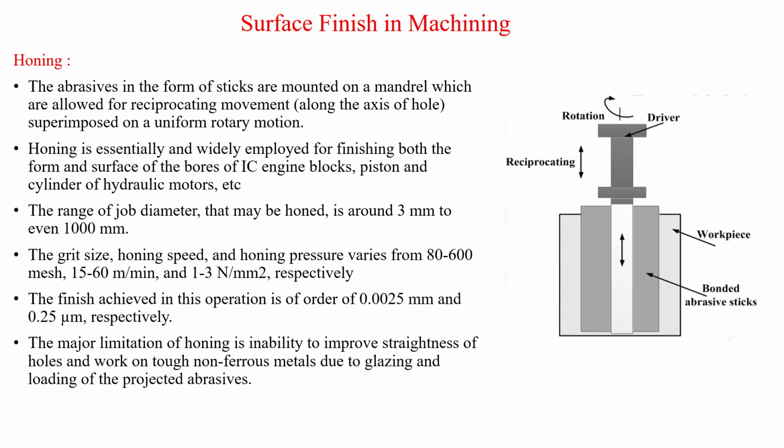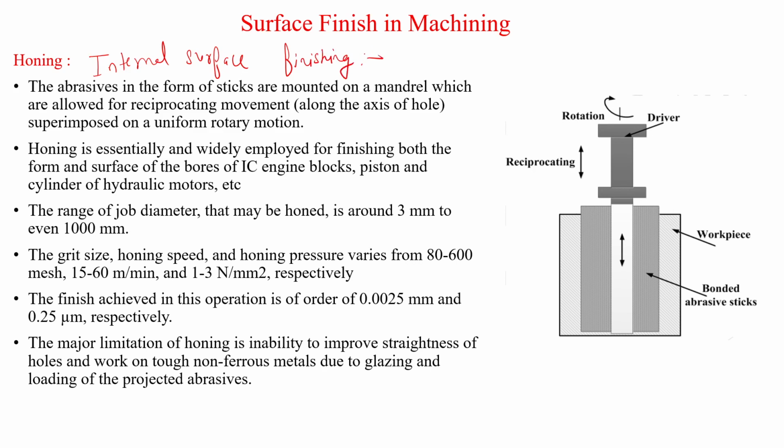So now the second is the honing process. Honing is generally done for finishing, just as we did lapping for finishing. In lapping, we can do the finishing of both the internal surface and the external surface. But in honing, we do the finishing of the internal surface only, mainly.